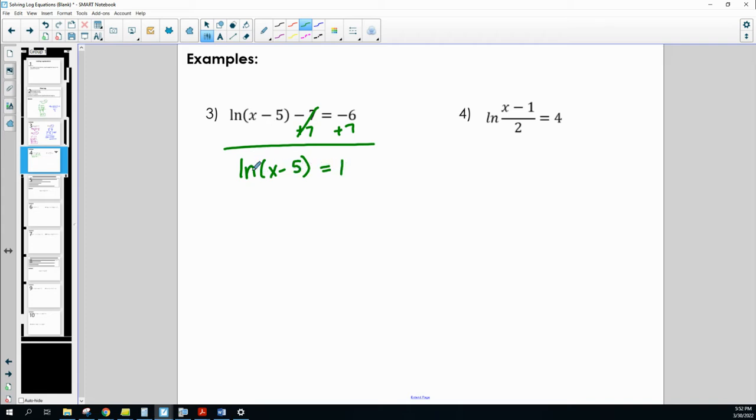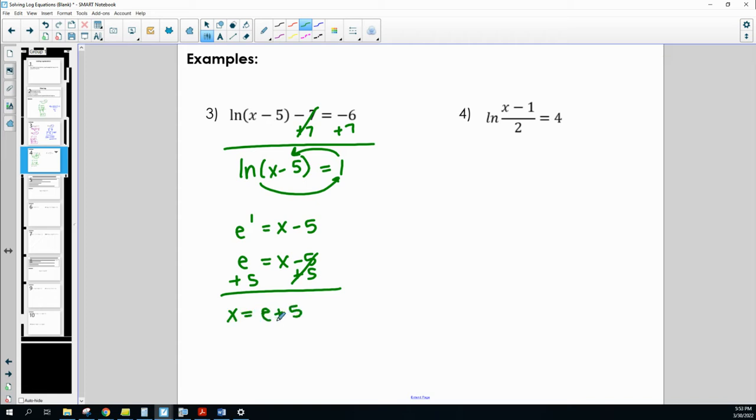Now that the log is isolated, we're going to switch forms. So again, the base is an e, so e to the first is equal to x minus 5. Well, e to the first is just e. So to get x alone, I'm going to add 5 to both sides. So I get my exact answer of x equals e plus 5. And then if I plug this into the calculator, I get an approximate answer of 7.7183. I notice the squiggly, that just means it's approximate, not equal to.